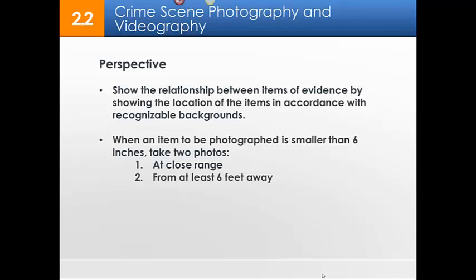Perspective. It is important that the crime scene photographer show the relationship between one item of evidence and another. This is accomplished by showing the location of the articles in accordance with recognizable backgrounds. In the event that an item to be photographed is smaller than 6 inches, 2 photographs should be taken. The first should be taken at close range, and the second should be taken from at least 6 feet away. This portrays the object in proper perspective.